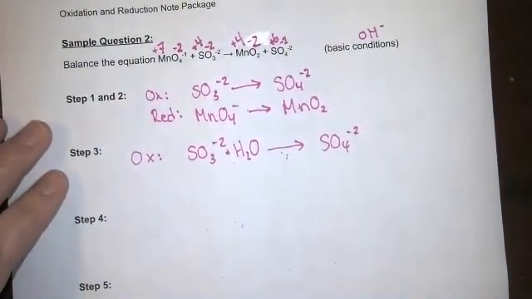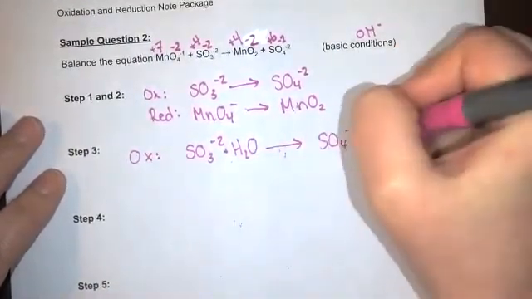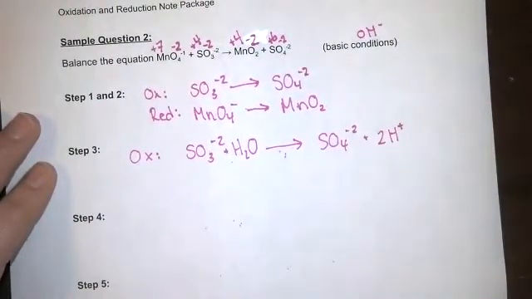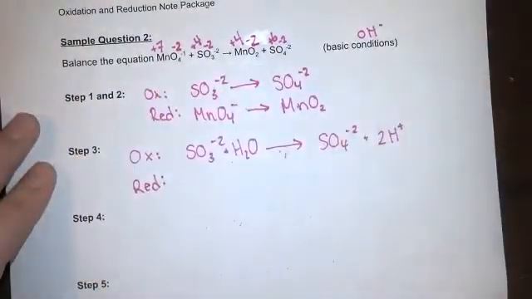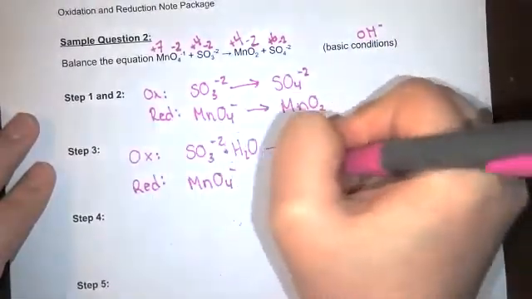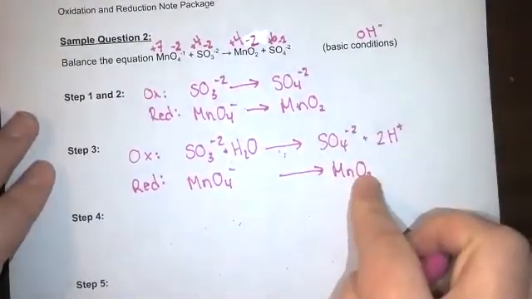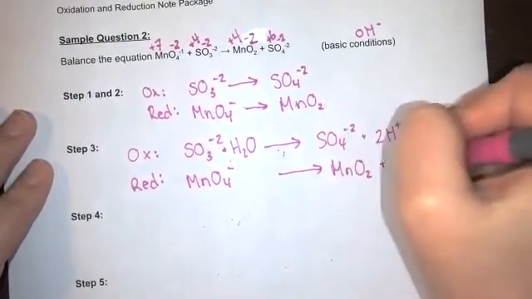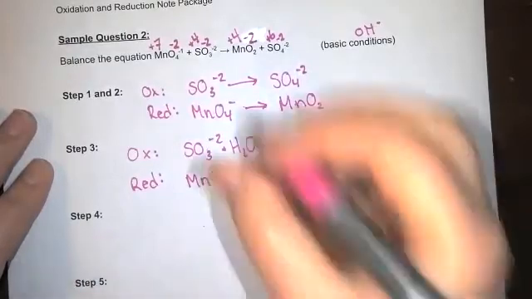That balances out my oxygens, but now my hydrogens aren't balanced. So I have 2 on this side. Let's add 2 hydrogen ions on my product side. Now everything appears to be balanced. Next, I'm going to have MnO4 -, MnO2. Well, I have 4 oxygens to 2 oxygens. I need to add 2 waters. But now I have 4 hydrogens. I need 4 hydrogens on this side.